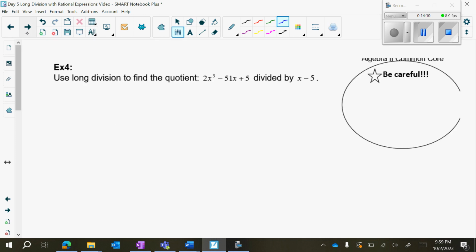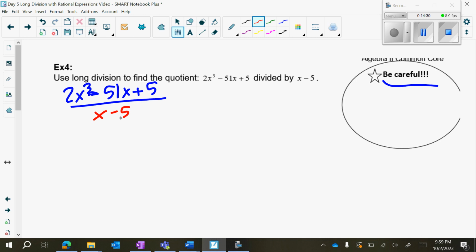I want you guys to look at this one. Last one you're going to hear from me. It says, use long division to find the quotient. Why do you think it says be careful here? Okay, take a look. Why do you think this one says be careful? What could it be? All right, I'm hoping you're saying, oh, wait a minute, there's no x squared term, right? No x squared term. That means there's a missing term.